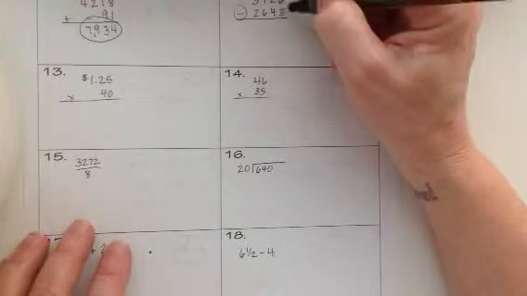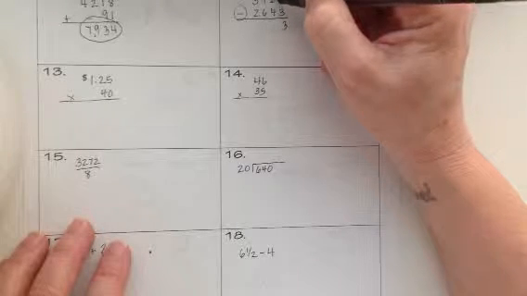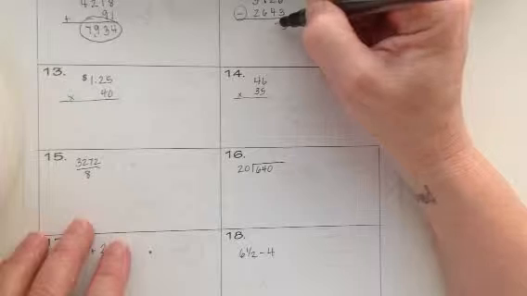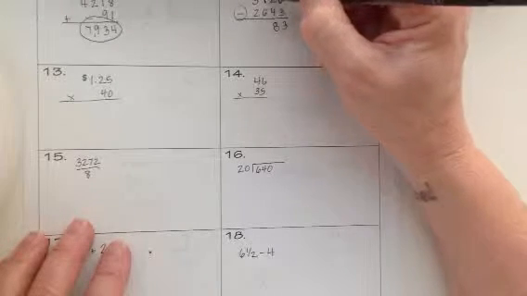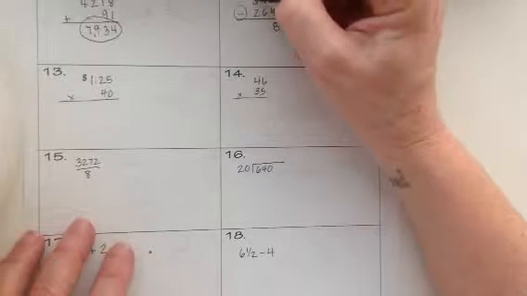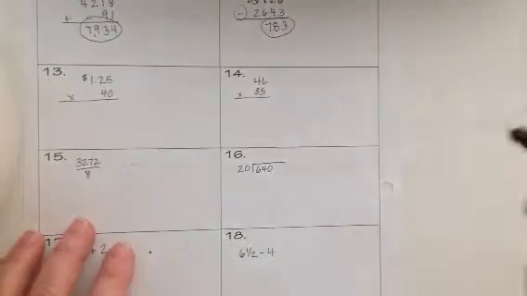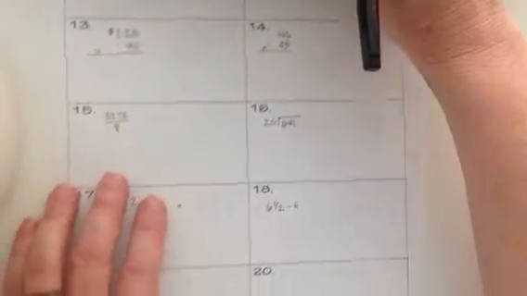What is 6 take away 3? 3. Can I take 4 from 2? No. So borrow 1 over here. 12 minus 4 would be 8. Can I take 6 from 3? No. So borrow. 13 minus 6 would be 7. 783. Easy, easy, easy, right?